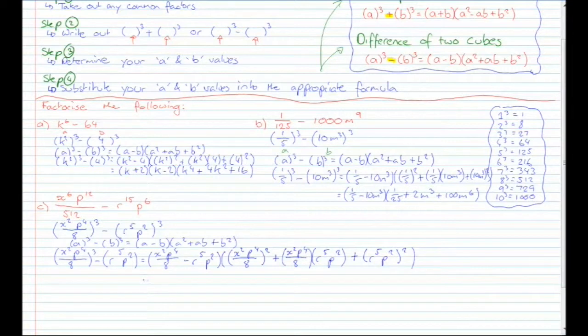Go through now and simplify, so you end up getting this here is equal to x squared p to the power of 4 over 8 minus r to the power of 5 p squared. Go through and square everything now, so you get x to the power of 4 p to the power of 8 over 64 plus, multiply these two together, so you're going to get x squared p to the power of 4 times p to the power of 2 is p to the power of 6 over 8, plus r to the power of 5 squared is r to the power of 10, p squared to the power of 2 is p to the power of 4. And there you go, that's how you factorise these different expressions using the difference of two cubes rule.